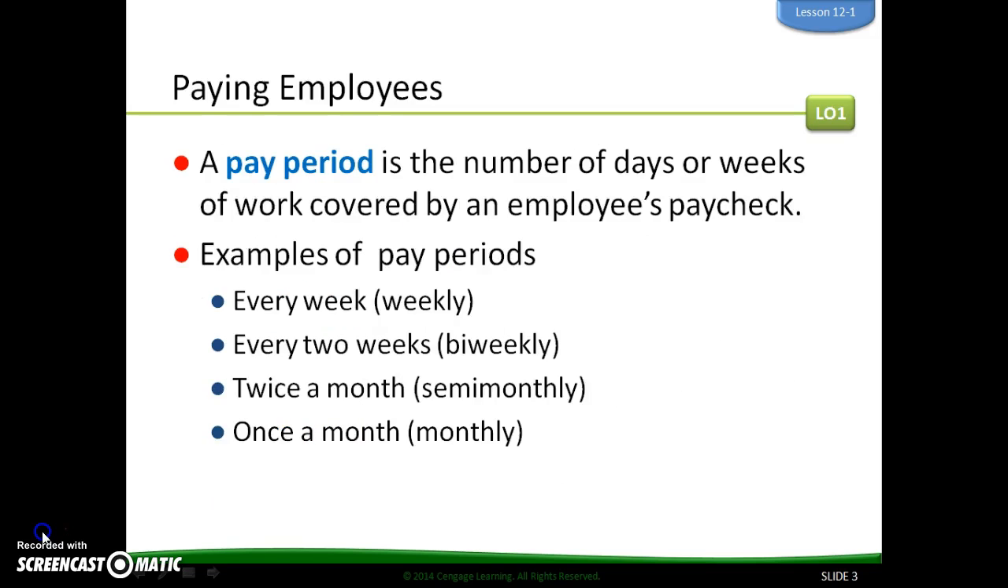All right, so when we pay employees, the pay period is the number of days or weeks that are covered by an employee's paycheck. Some people are paid weekly. Some people are paid bi-weekly or every 2 weeks. Some people are paid twice a month. And typically if you're paid twice a month, you're paid on the 1st and the 15th, or you're paid on the 15th and the end of the month, the 30th, 31st, 29th if it's a leap year in February. But typically employees are paid on the 1st and the 15th if they're semi-monthly. And then some folks are also just paid once a month, which would be considered a monthly payroll.